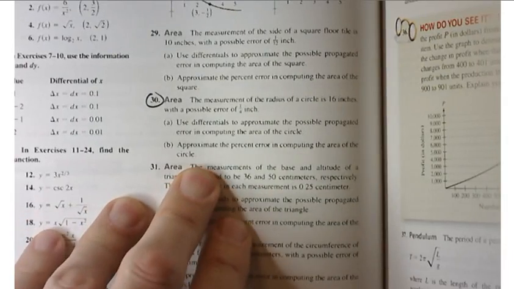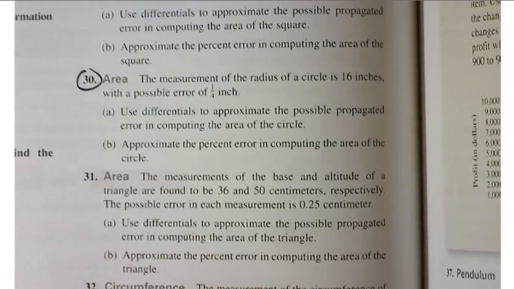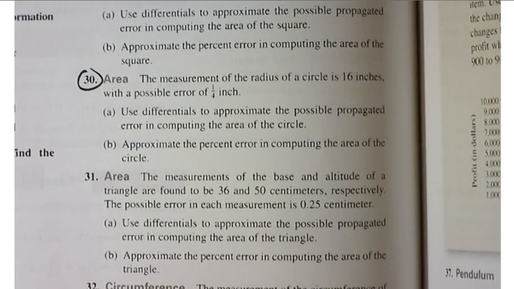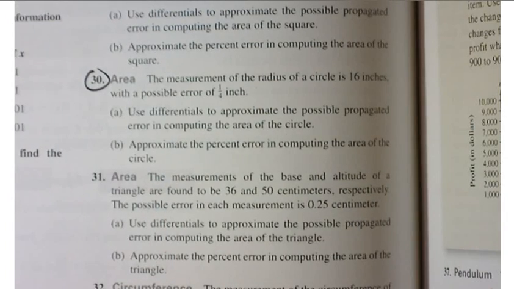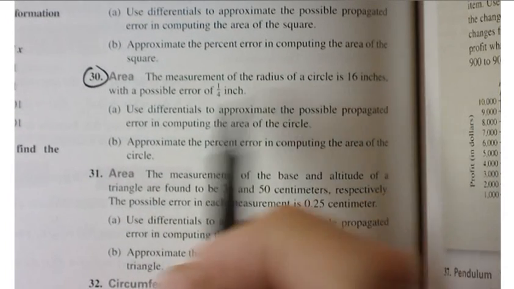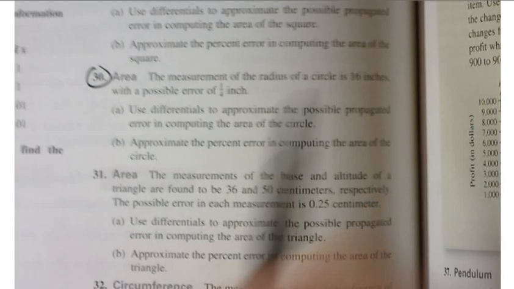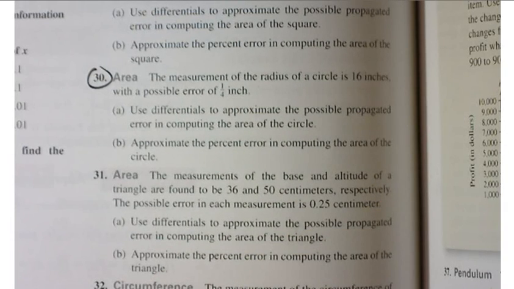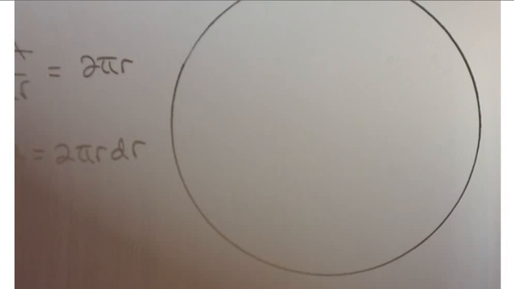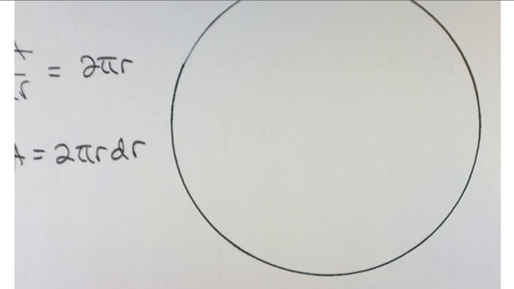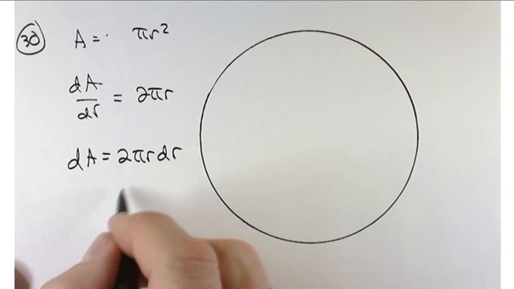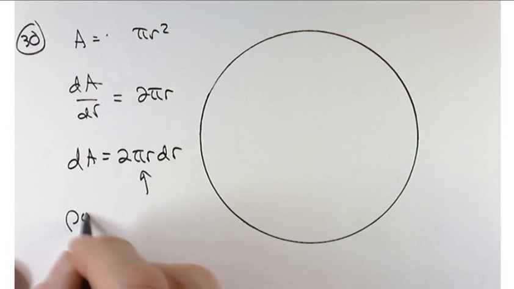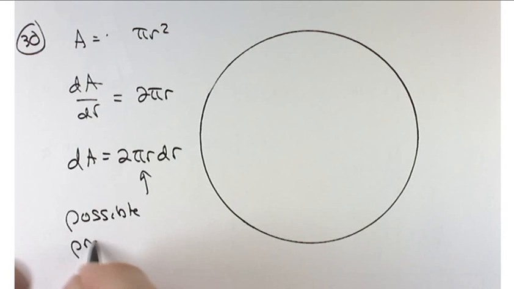So the measurement of the radius of the circle is 16 inches with a possible error of a 1/4 inch. Use differentials to approximate the possible propagated error in computing the area of the circle. Well, if the actual radius was 16 1/4 inches as opposed to 16 inches, how much could you be off by? What's the possible error that you could make? Now, in a problem like this, because the formula is pretty simple, it's not too hard to calculate the exact error. But this is, right here, your differential, the possible propagated error.